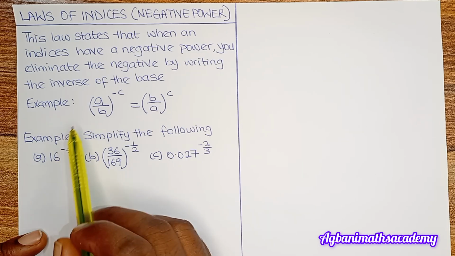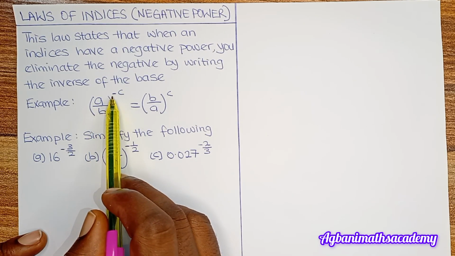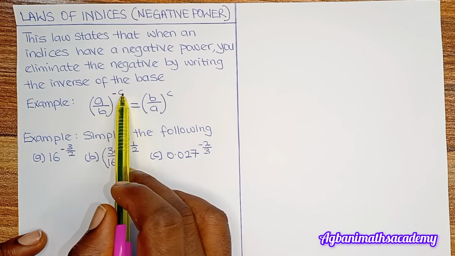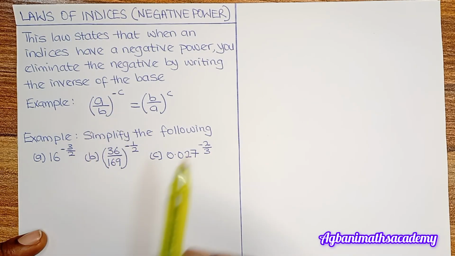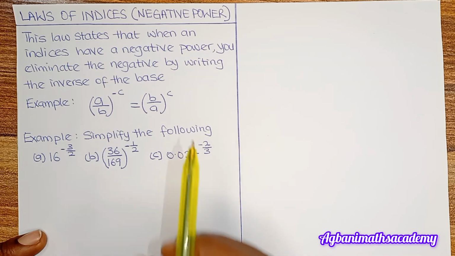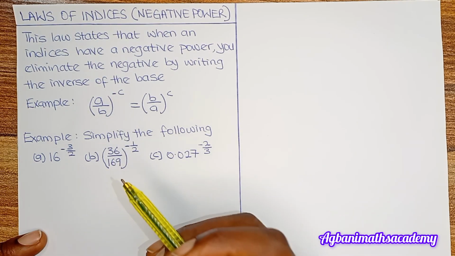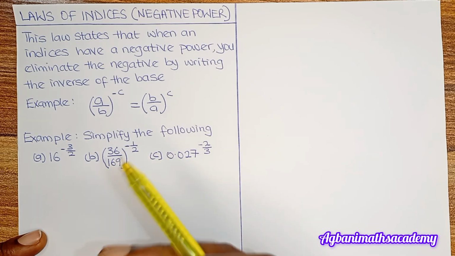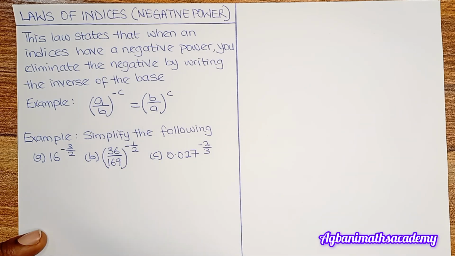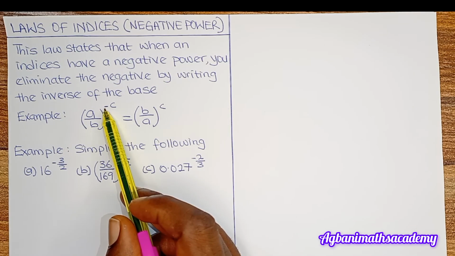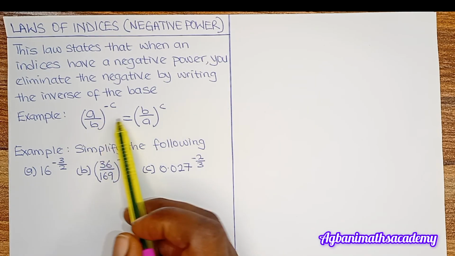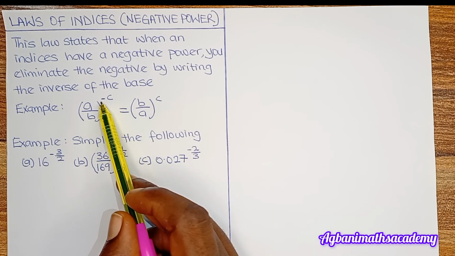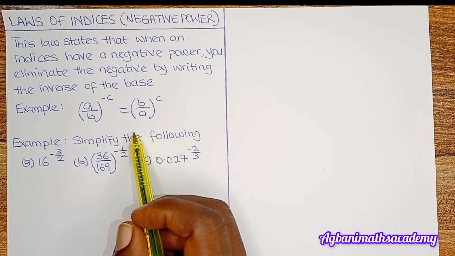So let's look at this example. We have a all over b to the power of minus c. So a all over b is the base and minus c is the power. Whenever you have a negative power, the first thing you do is to eliminate the negative. And how do you do that? You write the inverse of the base. The inverse of the base simply means making the numerator of the base the denominator and the denominator of the base the numerator. So in order to eliminate negative here, we made a to become the denominator and b to become the numerator. And once you do that, you have succeeded in eliminating the negative.